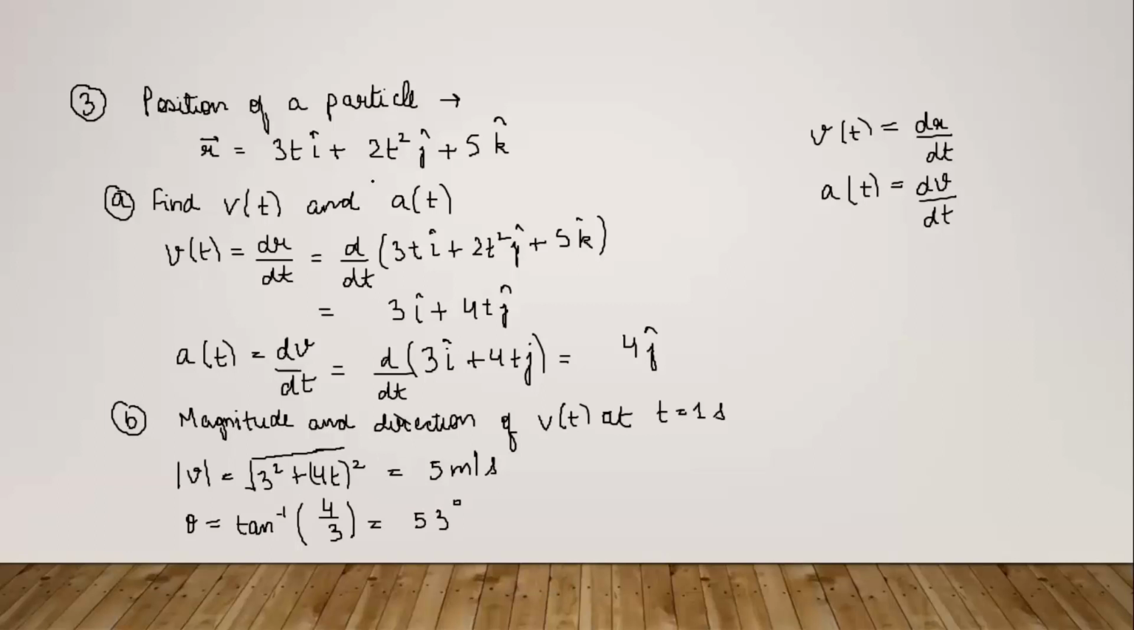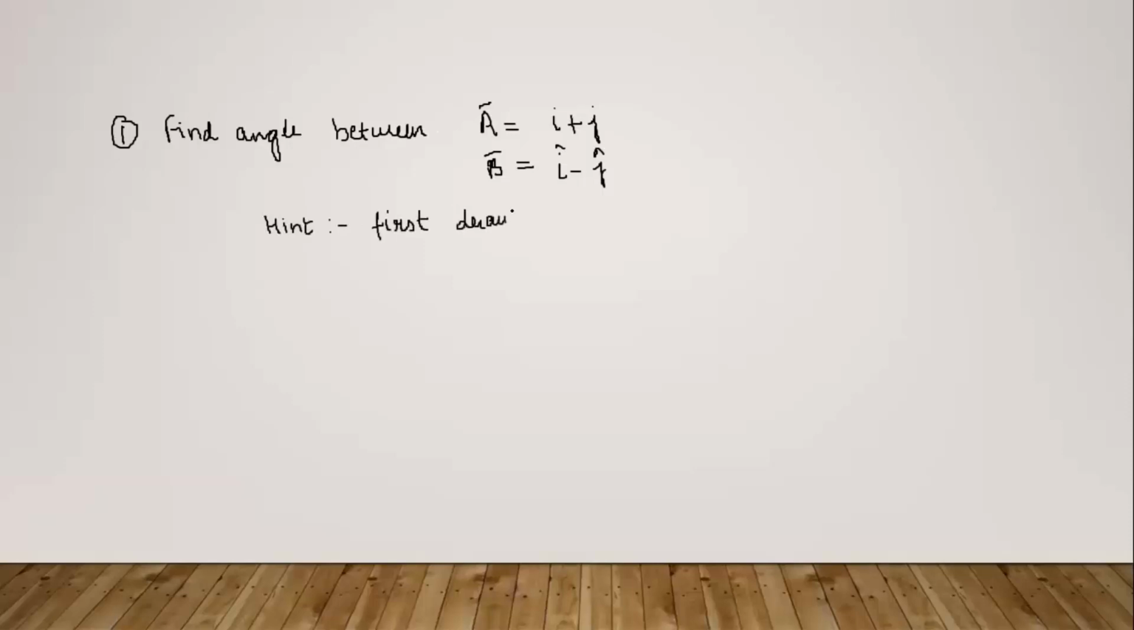So this was how we use the velocity and acceleration vectors when we study the motion of an object. I would also like to give two homework problems. The first homework problem is to find the angle between two vectors, vector A is i plus j, and vector B is i minus j. I will provide a hint: first draw the vector diagram, and then you will be able to understand how you need to do this.